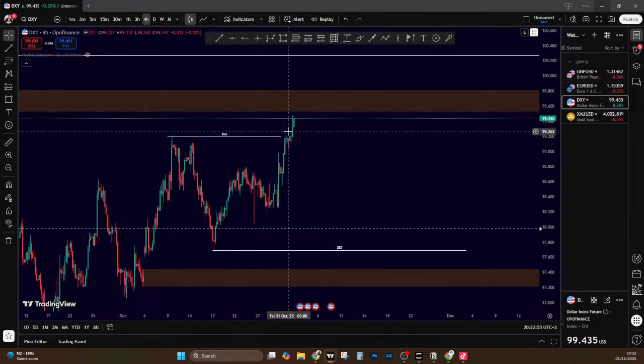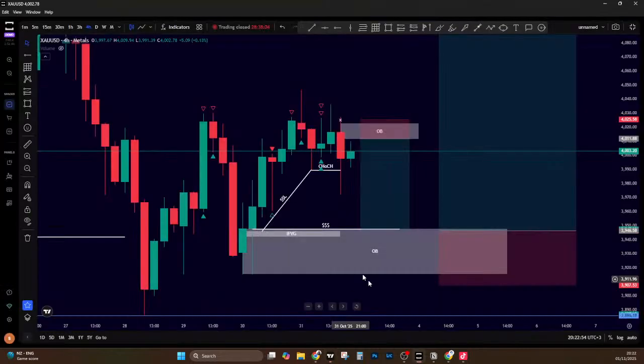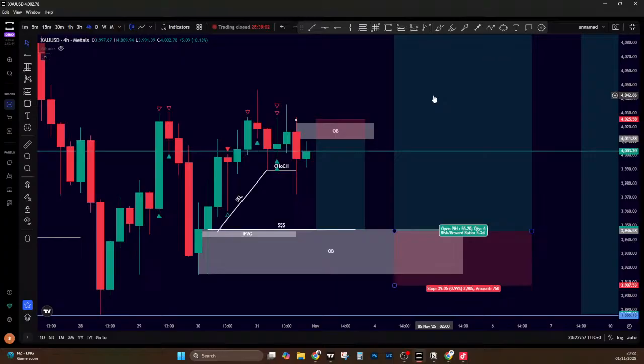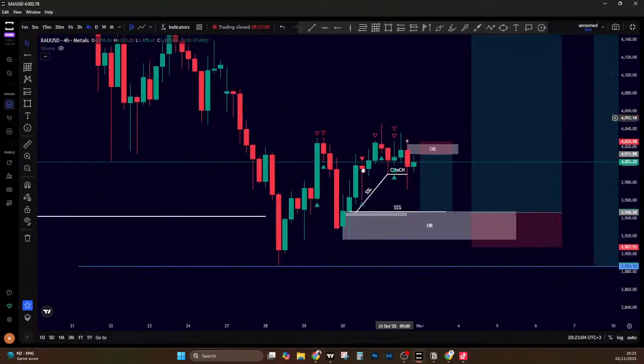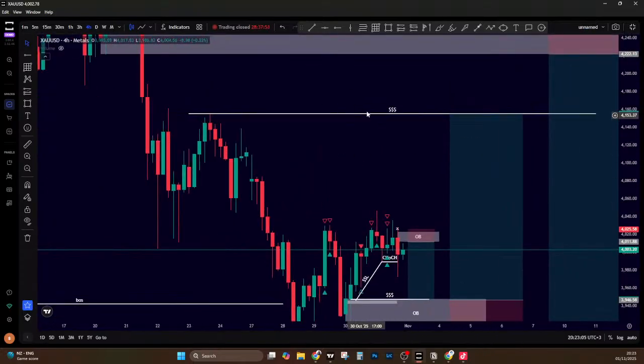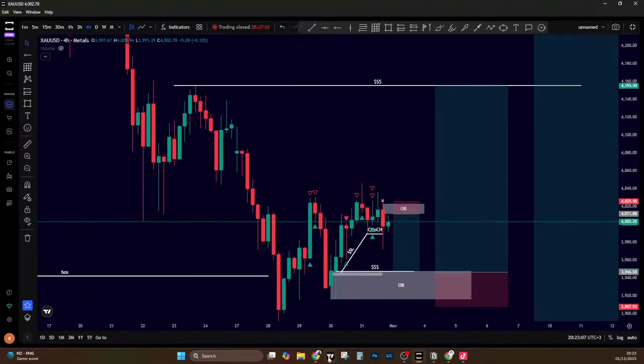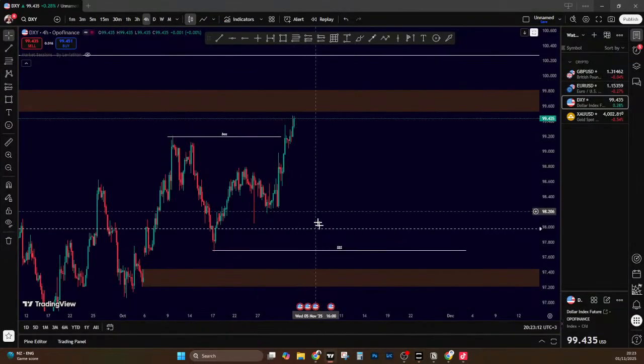So what are we expecting gold to do? If this is selling, this will be buying. Are you seeing that, my friends? This will be buying towards liquidity. And the dollar index is doing what? It is selling towards liquidity.